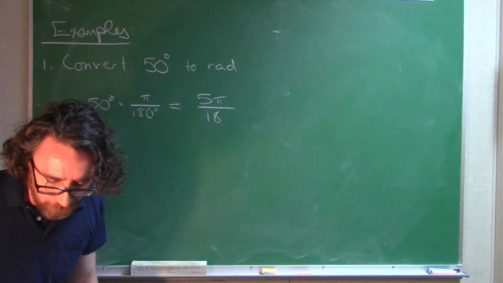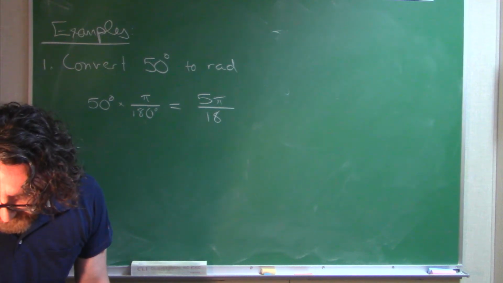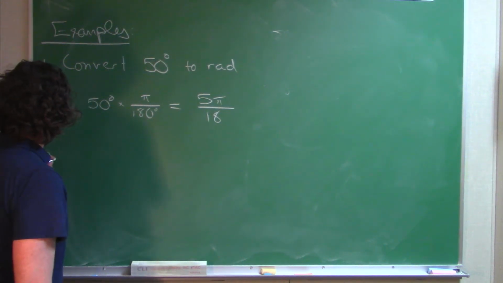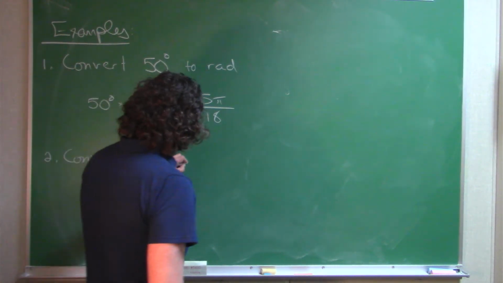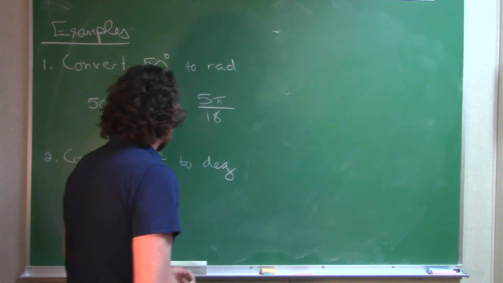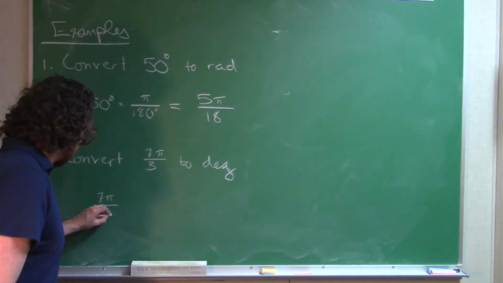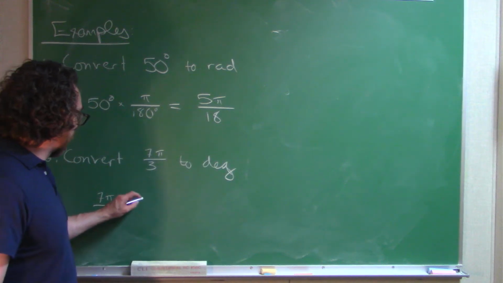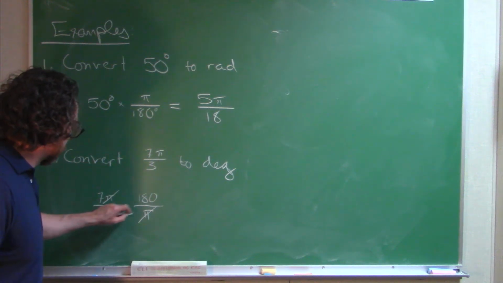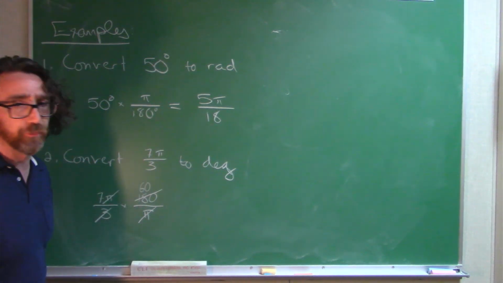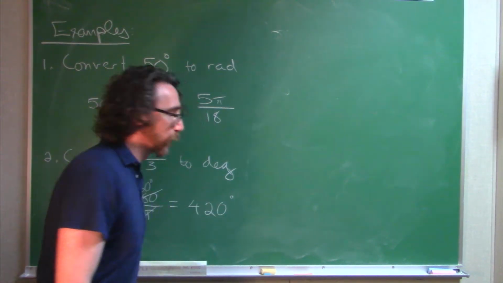Okay, one more. Convert 7 pi over 3 to degrees. So I take my radian measure, and I multiply by 180, divide by pi. The pi's cancel. There's a factor of 3 in 180; 180 is 3 times 60. So this is 420 degrees.